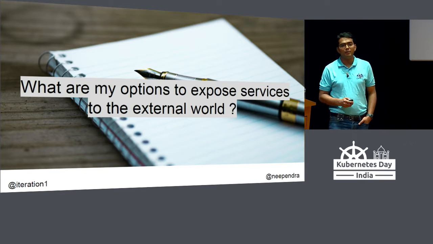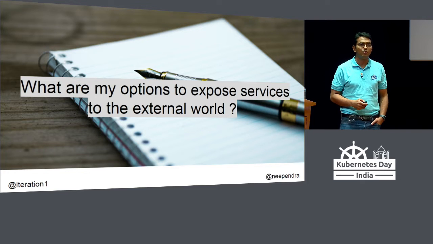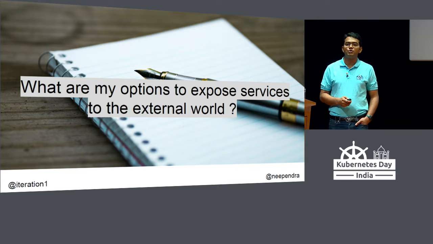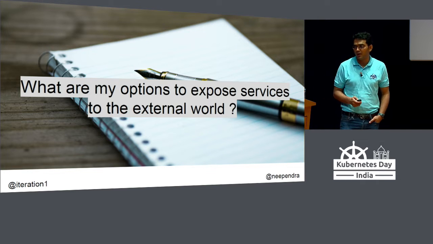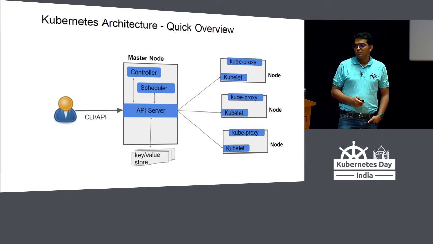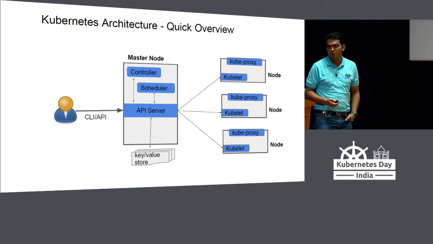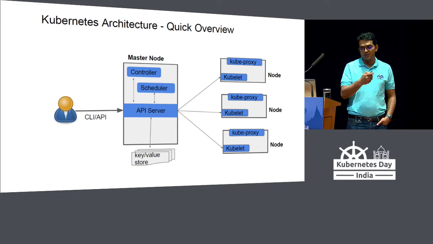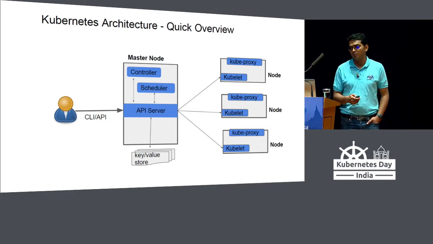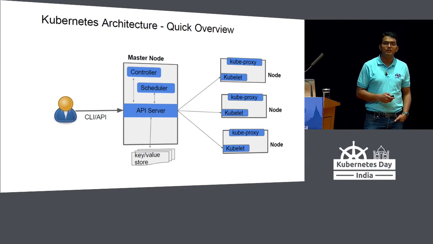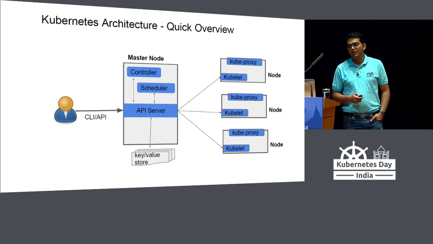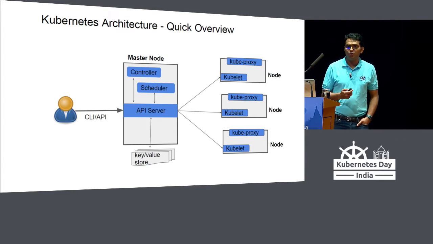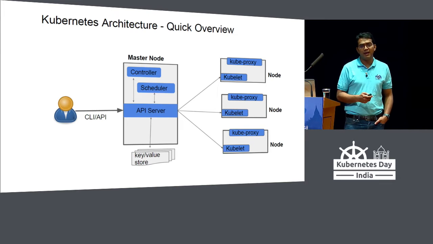Once you have deployed the applications in your cluster, you would want to expose them to the external world. And there are different ways you can use to expose those applications. So here's a quick intro about Kubernetes architecture. We have the API server, which does all the control stuff with other components. And then we have kube-proxy. That kube-proxy runs on each node, in the master as well. The kube-proxy allows the external access of the application.